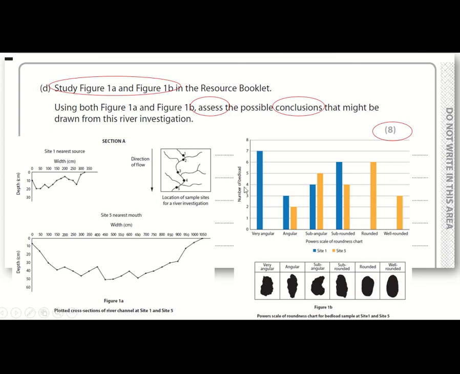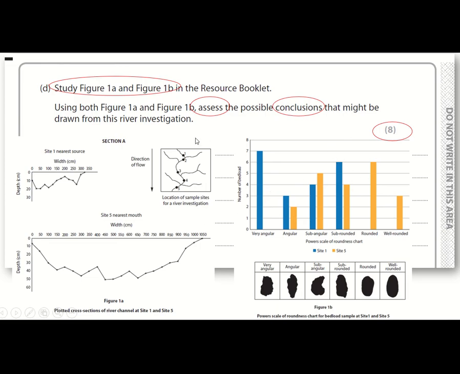So looking at these two things, what conclusions can we draw from sites 1, 2, 3, 4, 5, from source to mouth? What happens to the river width? Well, clearly it gets wider and deeper. Does that fit the Bradshaw model? Yes. What happens to the roundness from site 1 to 5? Again, does it get more rounded as you go down from site 1 to 5? Yes. So the conclusion is that this does fit the Bradshaw model.